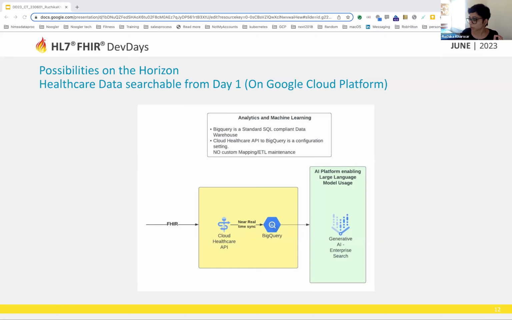So imagine all of this data flowing through the healthcare API, landing in BigQuery, and imagine having a little search engine pointing to a table in BigQuery, and that search engine allows you to ask questions conversationally from the get-go. So think of a world where there's very little extra work required to be able to conversationally ask questions of data living in your FHIR server. This is not there yet, but it's just something to keep an eye out for.